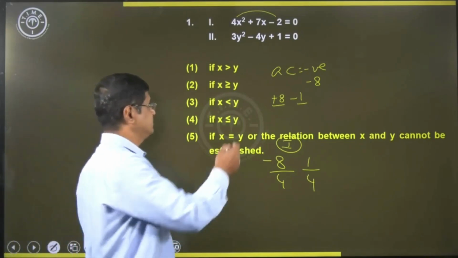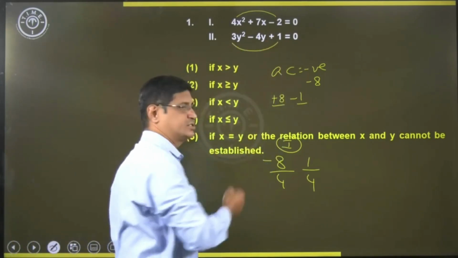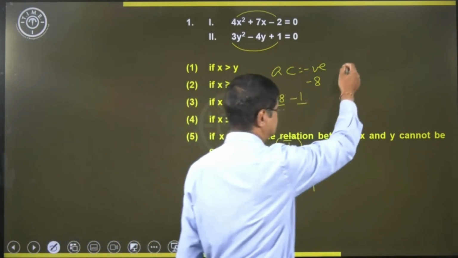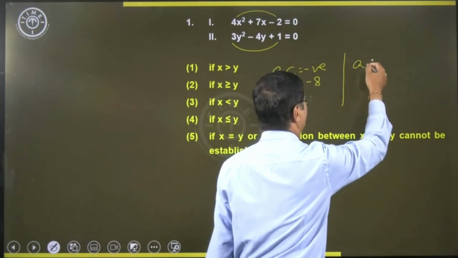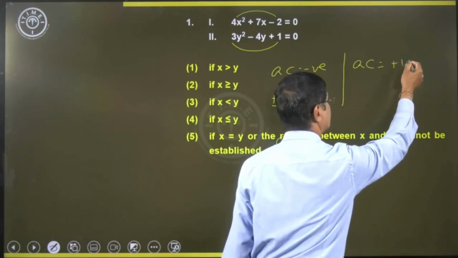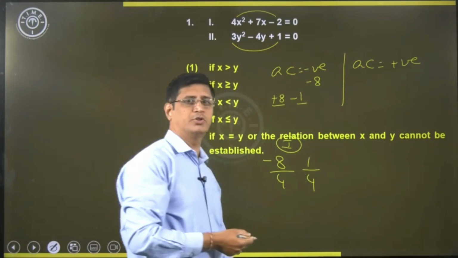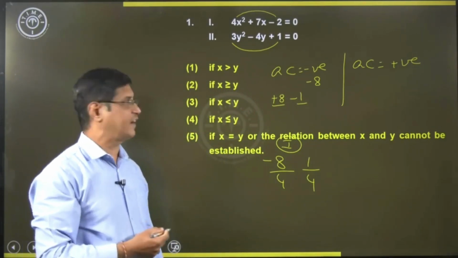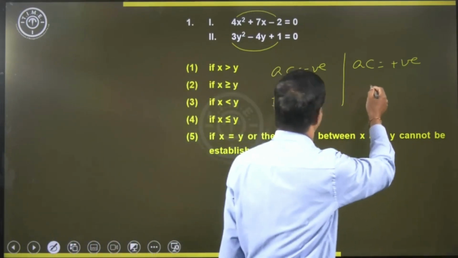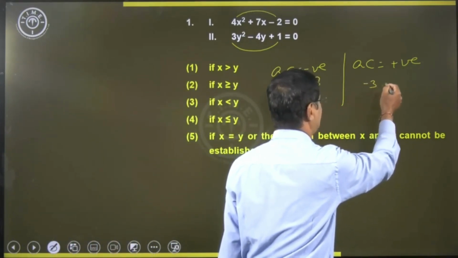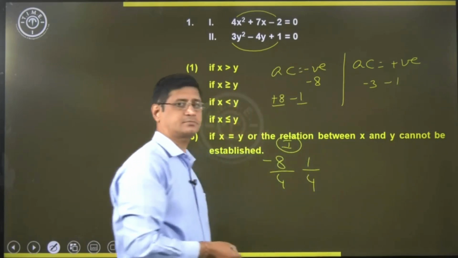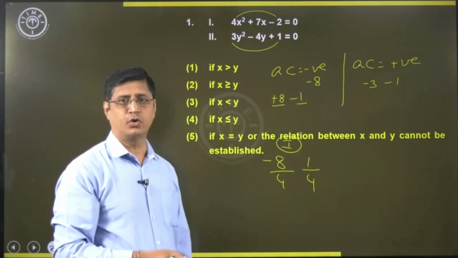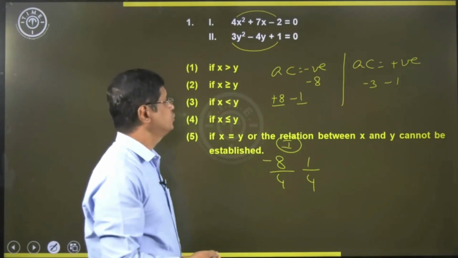Now look at the second one. The product of these numbers, 3 into 1, is 3. How to get the middle term value here? So a into c is positive. A into c being positive means the middle term is the sum of the factors. So what are the factors here? Minus 3, minus 1. By adding these two, we get minus 4. The product is equal to positive 3.